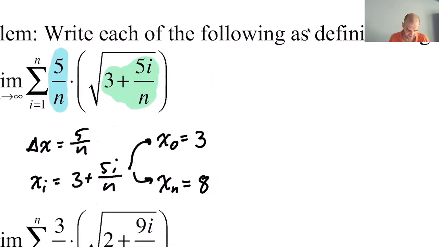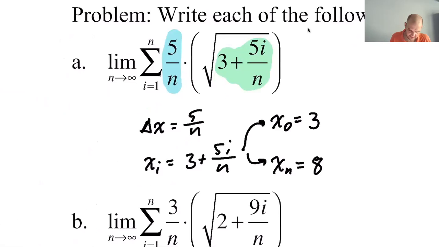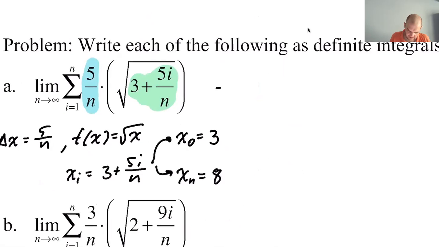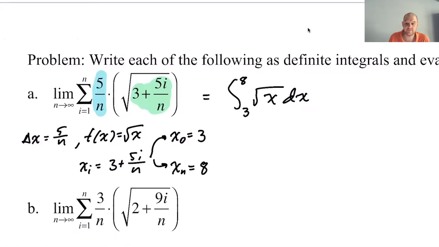And f of x would be, I've got to move something. As usual, I'm really bad at using the space available, which is essentially an infinite amount of space. So I think f of x is root x. So I think this is the integral from 3 to 8 of the square root of x dx. Okay, totally fine and good.